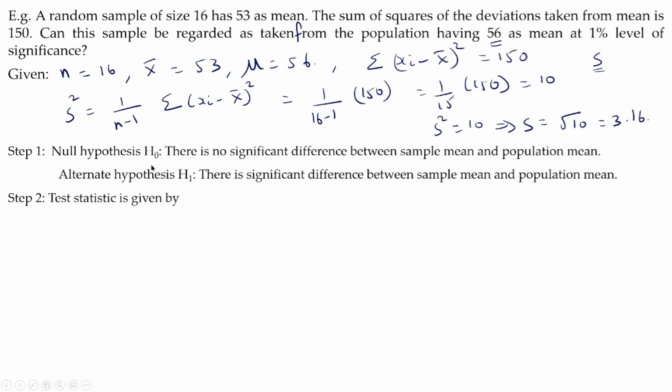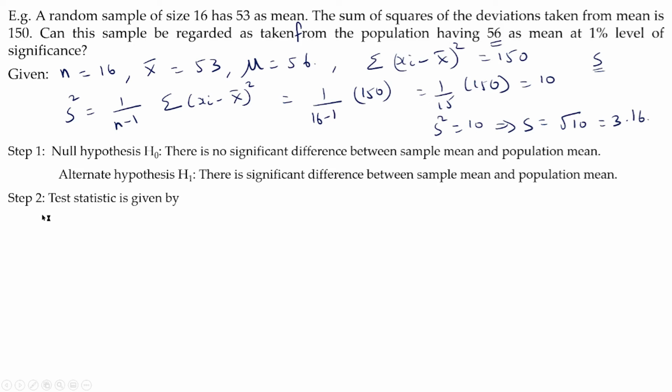So we write the null hypothesis. There is no significant difference between sample mean and population mean. That is, we regard this as being taken from population having 56 as mean. And then we have the alternative hypothesis. There is significant difference between sample mean and population mean. So this is the alternate hypothesis.